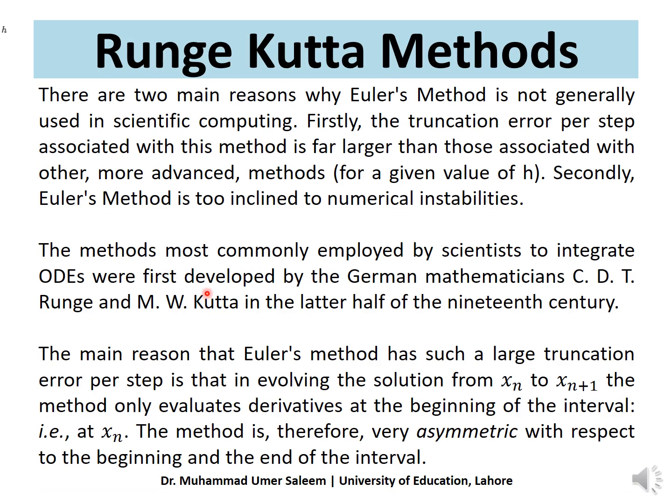Runge-Kutta methods. There are two main reasons why this Euler method that we studied in the last lecture is not generally used in scientific computing. I told you this is a very slow one, you have to take h very small, so there are many reasons. But the two main reasons are, first, the truncation error per step associated with this method is far larger than those associated with other methods. So this is the problem number one with the Euler method, for a given value of h.